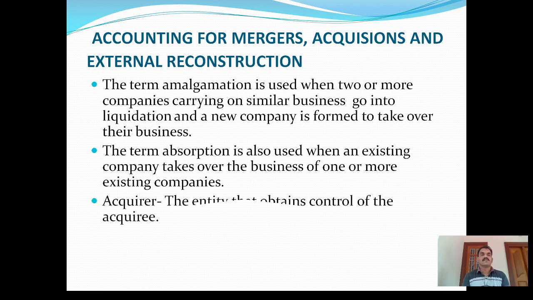In this connection, two terms are the acquirer company and the acquiring company. Formerly, the acquirer company was known as transferor company and the acquiring company as transferee company. Now the term used is acquirer company. The company that obtains the control of the acquiring company or the company which purchases the business of the liquidating company, that is called acquirer company. The purchasing company is called acquirer company.